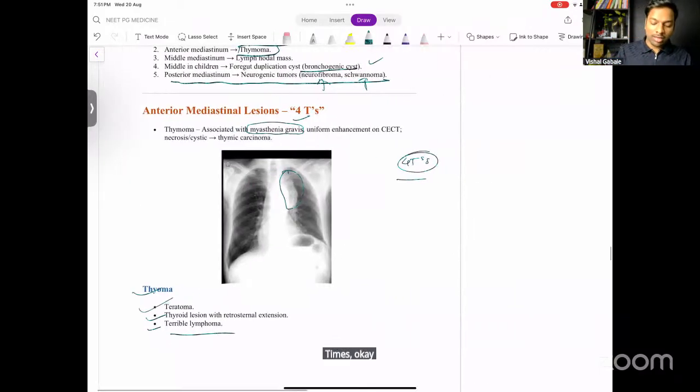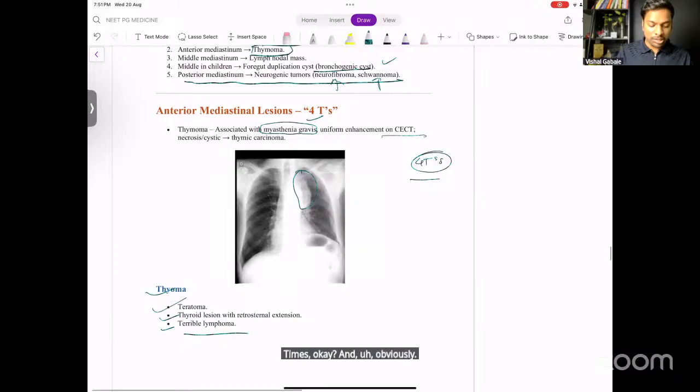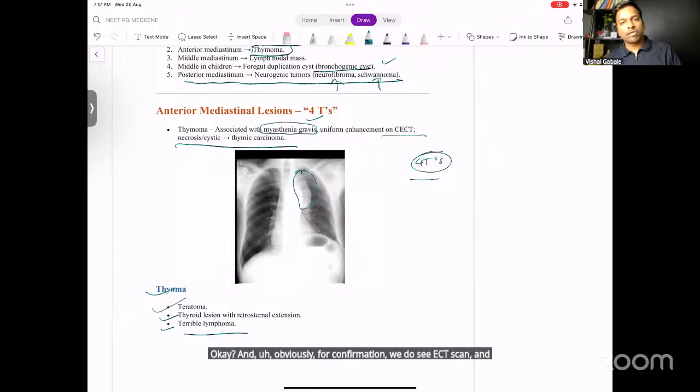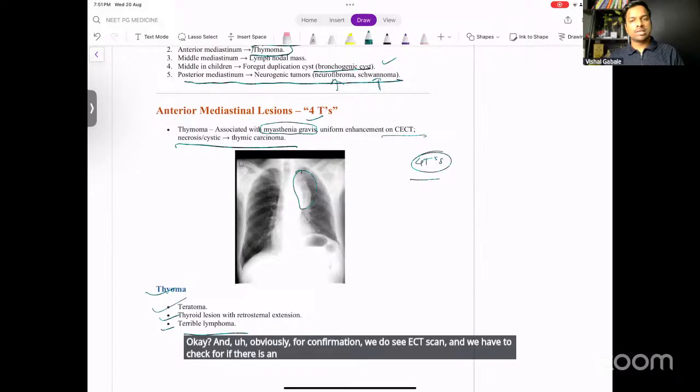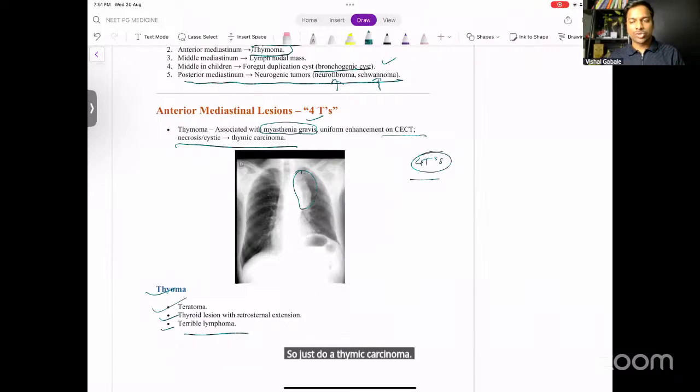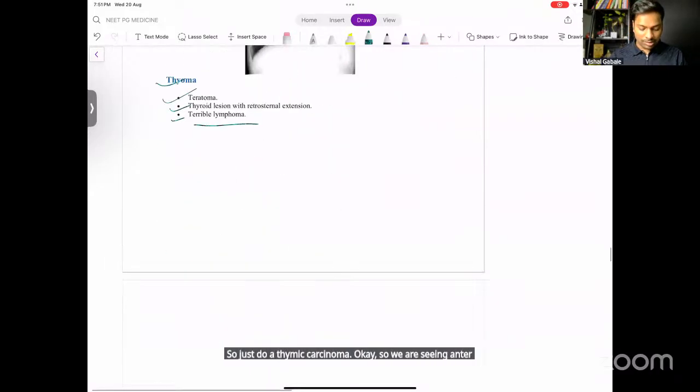Okay, and obviously for confirmation we do a CT scan, and we have to check if there is a necrosis or cyst suggestive of thymic carcinoma. Okay, so we are seeing the anterior mediastinum. Now let's see the next one.